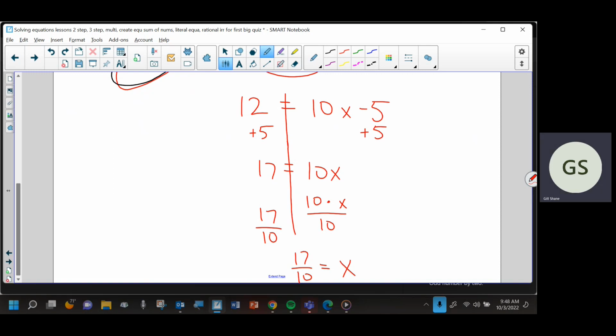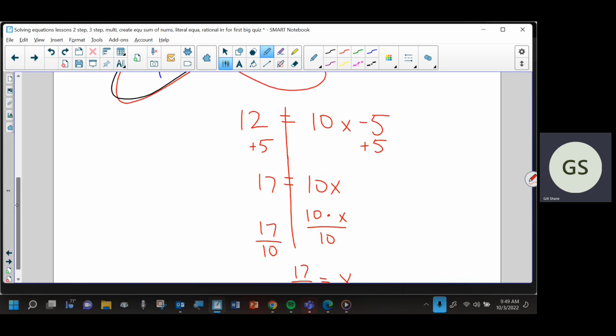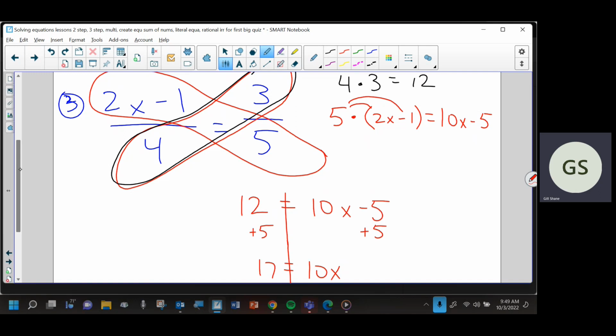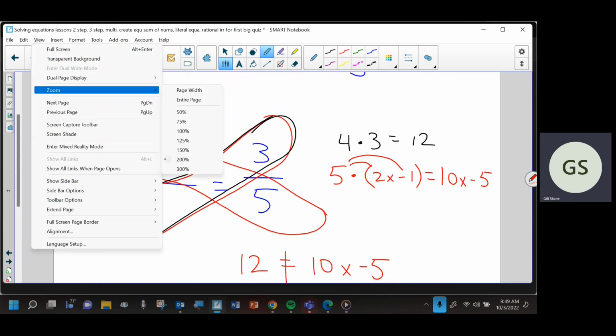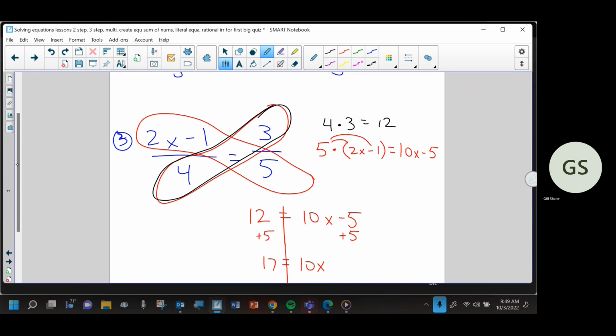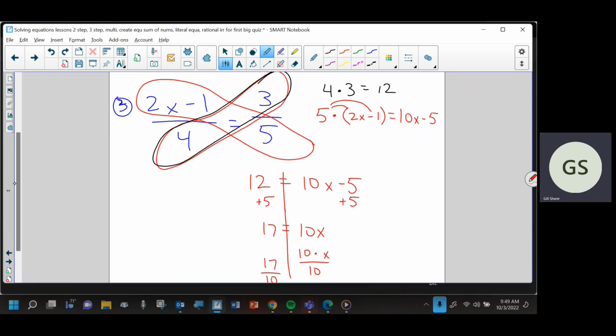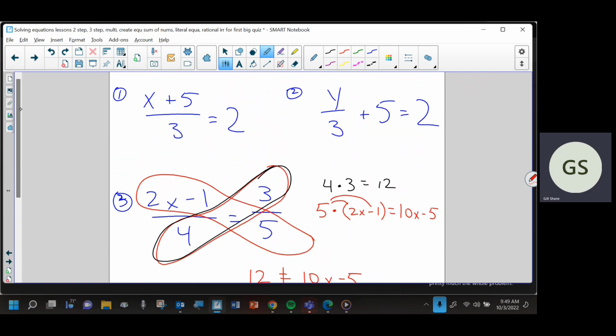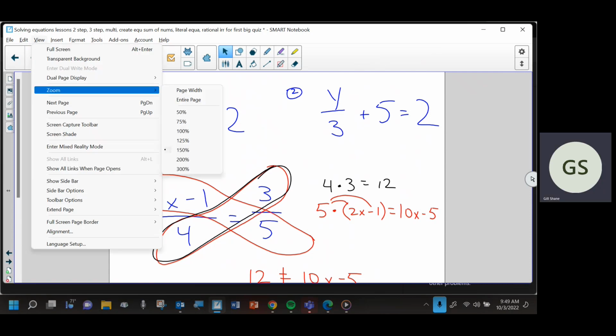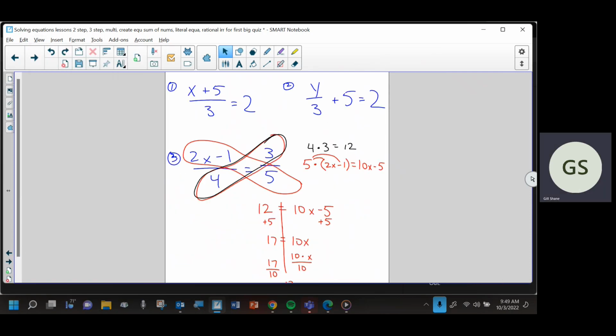That's the final answer. So that's a proportion problem. It's already set up as a proportion. There's nothing I had to do. I just immediately do the butterfly wings. I'm going to zoom back out a little bit. Try to get the whole problem there. That's pretty much the whole problem. So now let's go up and do the other problems. Zoom out and slide this down.